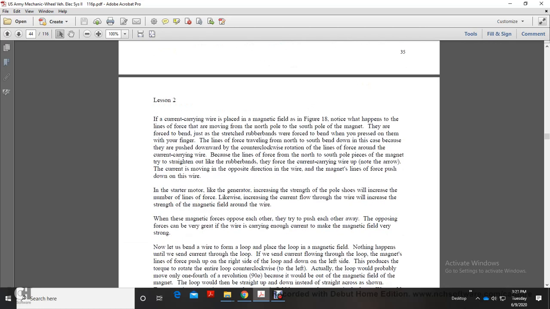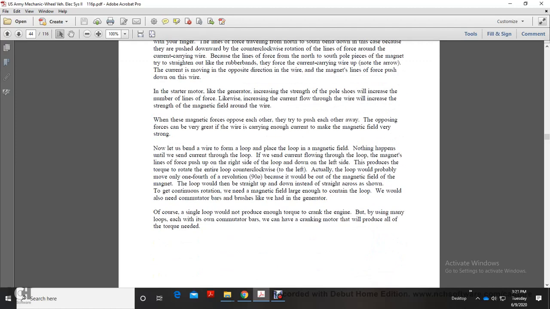If a current carrying wire is placed in the magnetic field in figure 18, notice what happens to the lines of force moving between the north pole and south pole of the magnet. They are forced to bend, just as you bend a stretched rubber band by pressing on it with your finger. The lines traveling from north to south bend downward. In this case, they push downward on the wire because the counterclockwise lines of force around the current carrying wire oppose the lines of force of the magnet, which try to straighten out like rubber bands. The wire is forced to move in the opposite direction from the bend of the magnetic lines, so the lines push down on the wire.